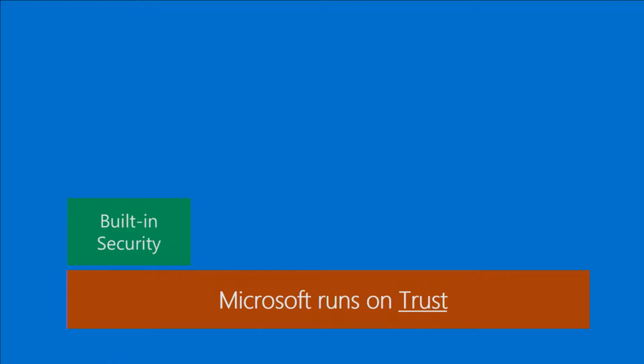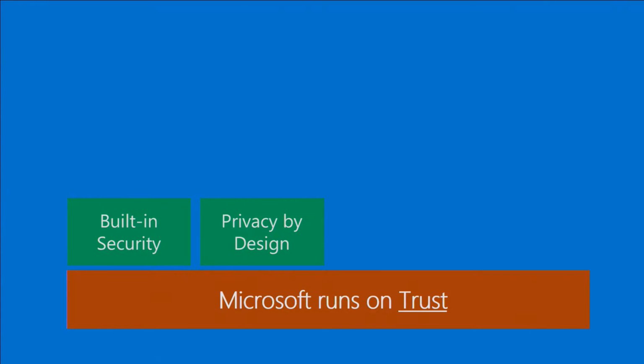Built-in security. Security is not an afterthought. Every feature goes through a security review. And a very simple question is asked. Is this making the service more secure or less secure? If it's making it less secure, let's not ship it. We only want to ship services and features that make your experience and our product more secure.